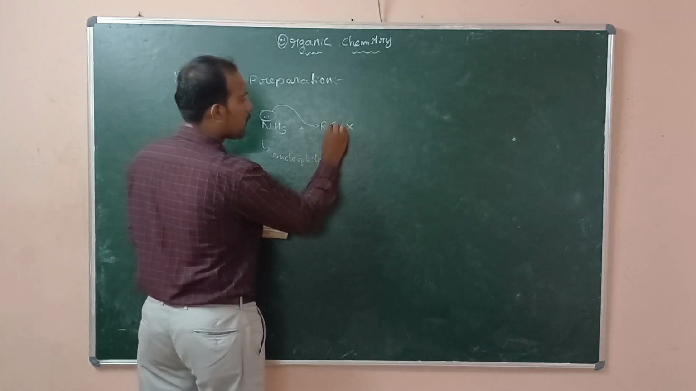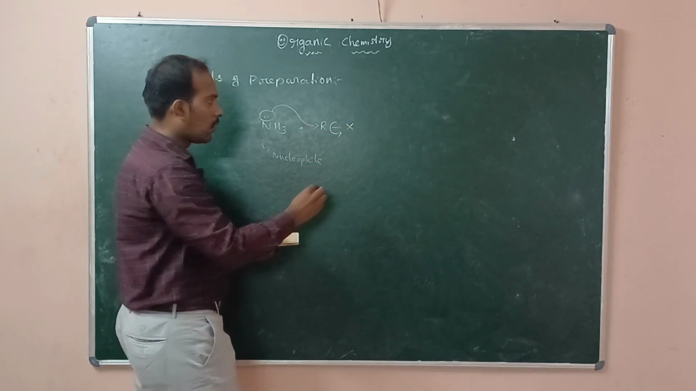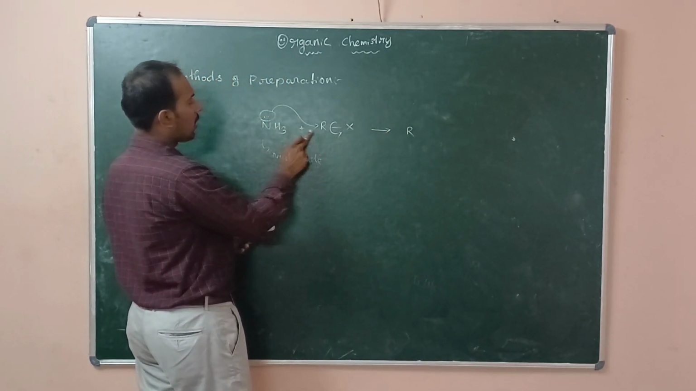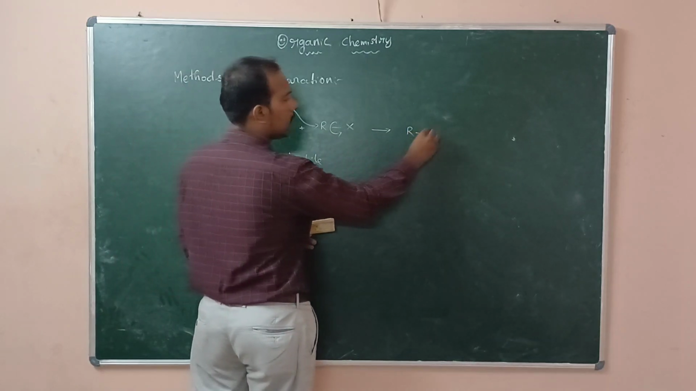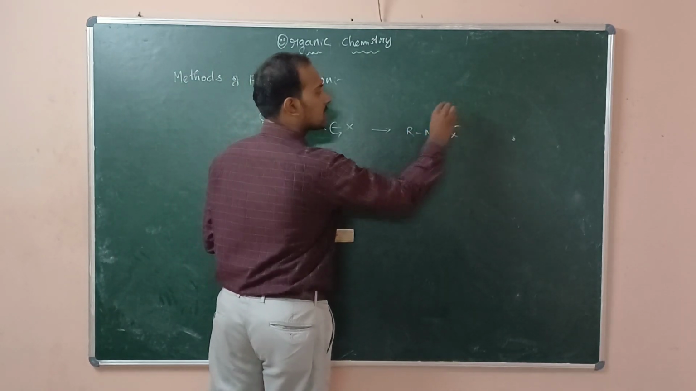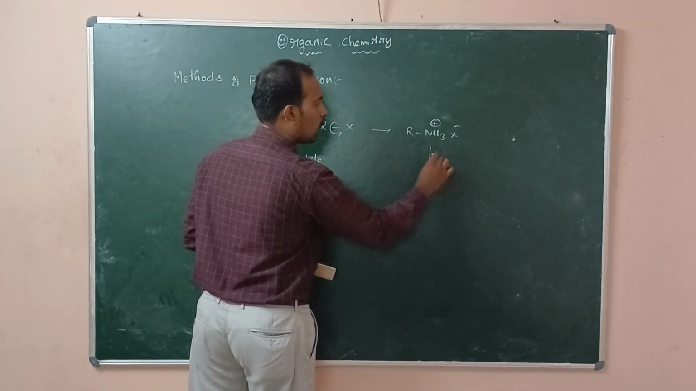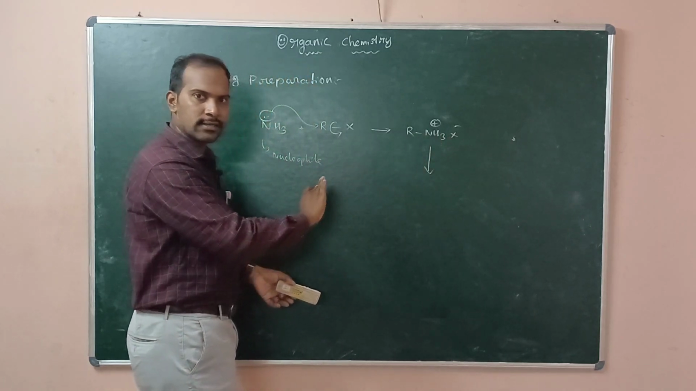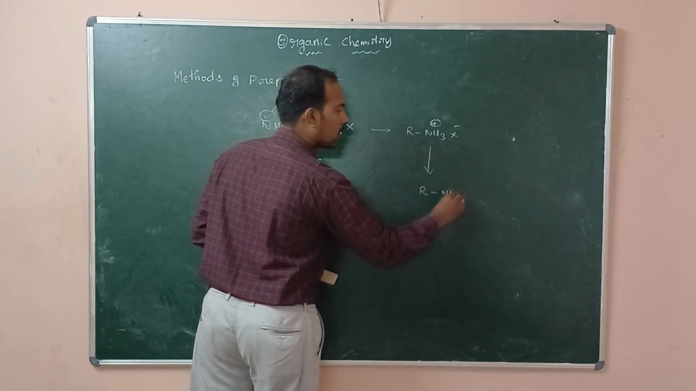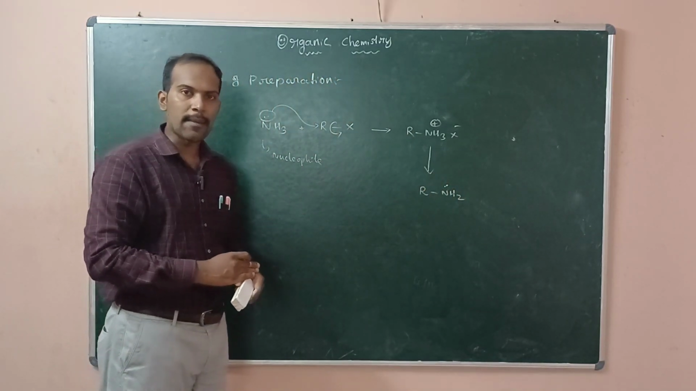Now the X group, X minus, is removed. Then what's the product? R is attached to the NH3, giving RNH3 plus and X minus. If we now remove one H along with X as HX, then the product is RNH2. So we have converted it to a primary amine.